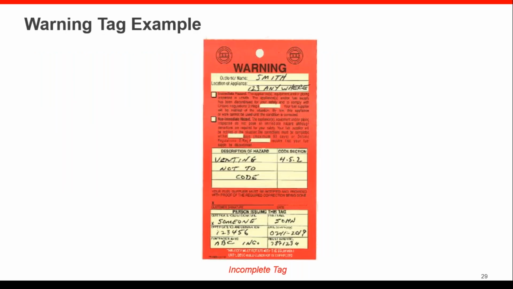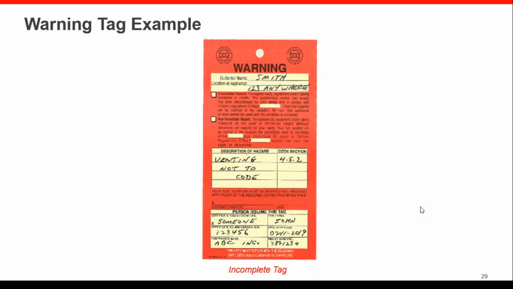This next slide is an example of a tag that really helps no one. There's not sufficient information here to know what the problem is. I rewrote this tag just to maintain privacy, but it is an actual tag, and it just says venting not to code reference 452, and then it has the information down below. The problem is that the code reference is not for venting, it's for suitability of use, and there's not enough specific wording as to what's actually wrong. So it really helps no one.